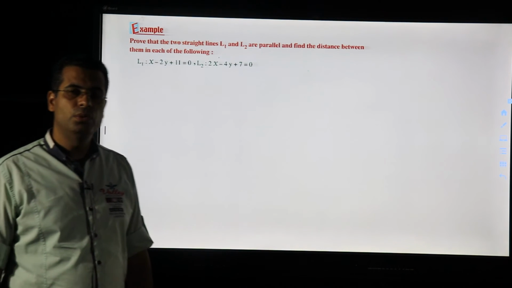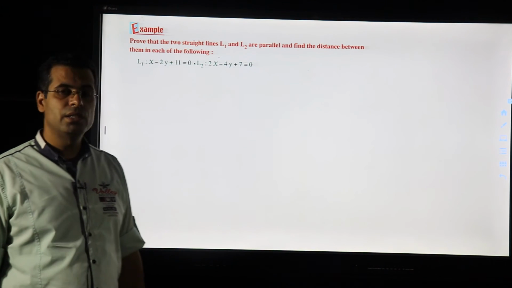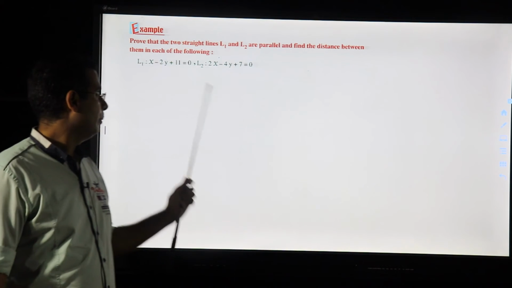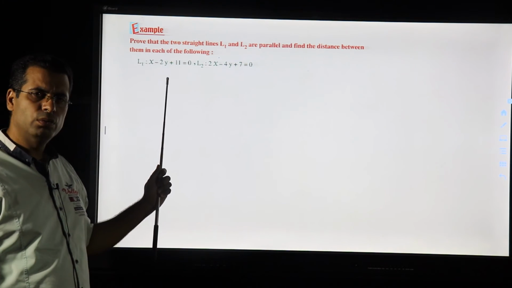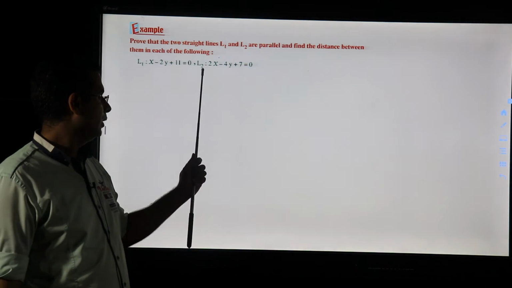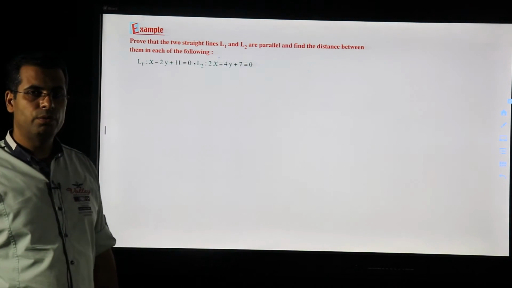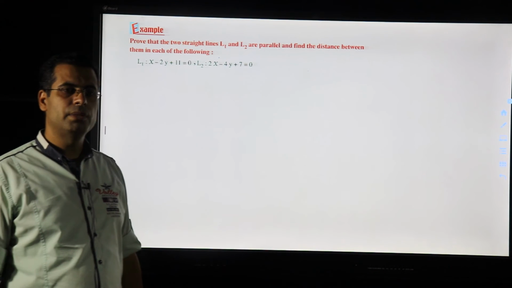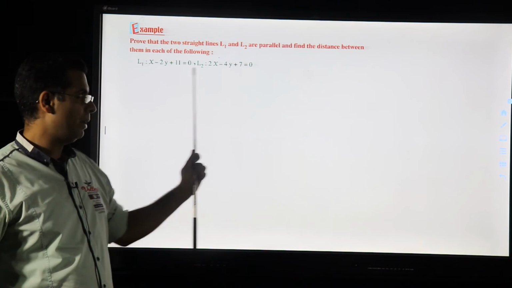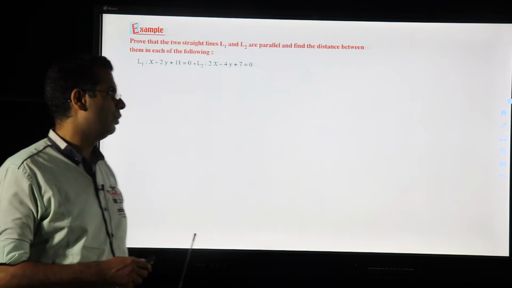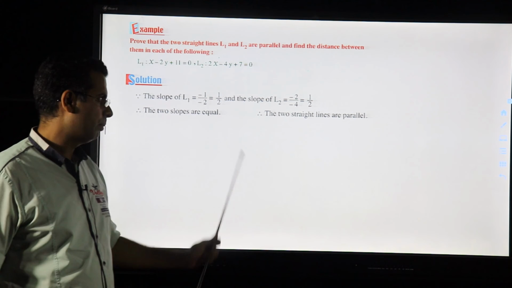Another example: prove that two straight lines are parallel and find the distance between them. Of course, for parallel lines we take negative coefficient of x over coefficient of y. Here it will be negative 1 over negative 2, which equals half. Also here, negative 2 over negative 4, which is equal to half. Their slopes are equal, therefore the two straight lines are parallel. And now to find the distance between them, we take a point from one equation and find the perpendicular to the other equation.